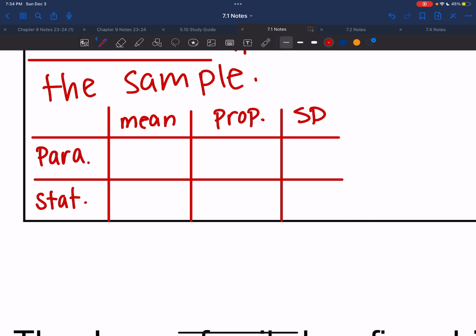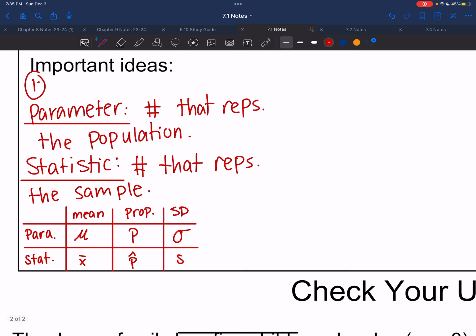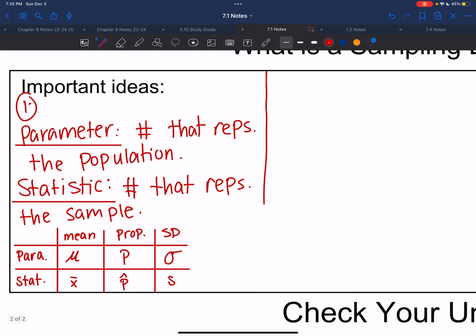The symbol we use for a population mean is mu. If we're looking at a sample, it's going to be x bar, like we did in this example here. For a population proportion, like a fraction, we use capital P. For a statistic or a sample, we use p hat, p with a little arrow on top. For the population standard deviation, we use sigma. And for a statistic, we just use a lowercase s. So that's the first thing.